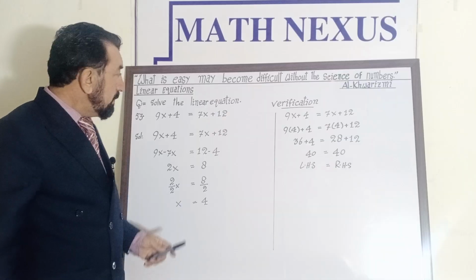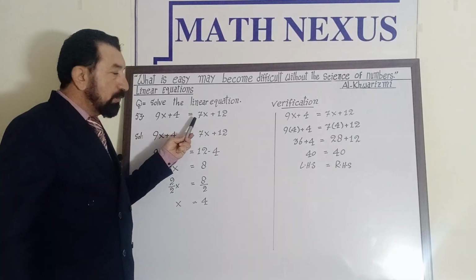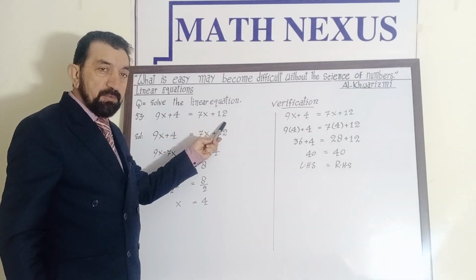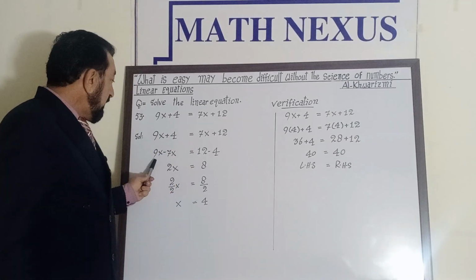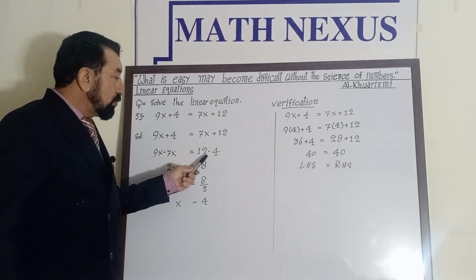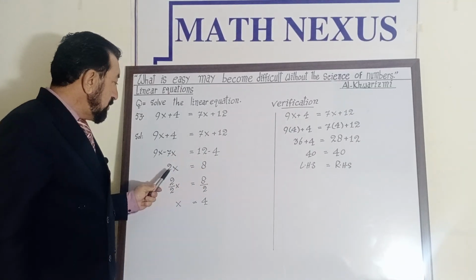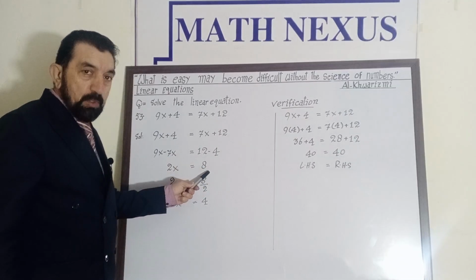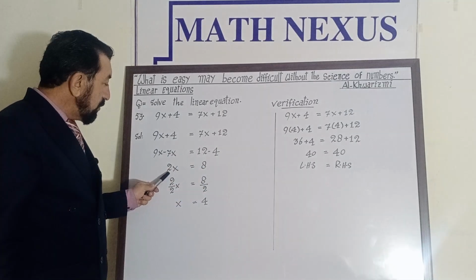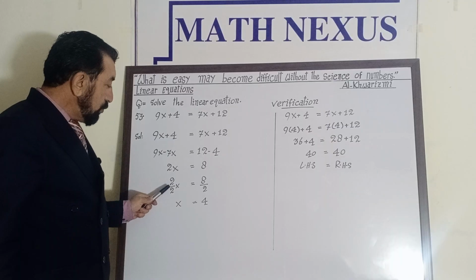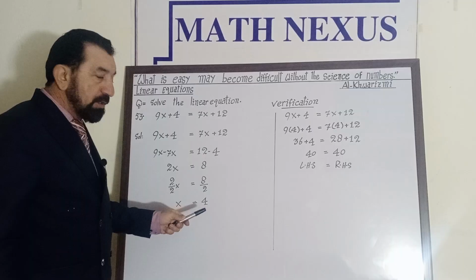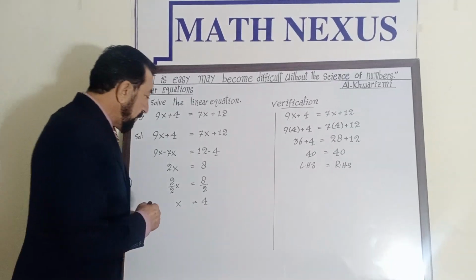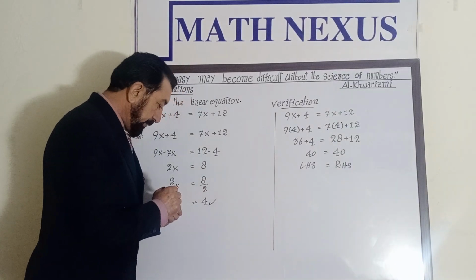Look at the question. 9x plus 4 equal to 7x plus 12. Now combine the like terms. 9x minus 7x equal to 12 minus 4. This is equal to 2x equal to 8. Now divide by this coefficient on both sides. 2 upon 2 into x equal to 8 upon 2, x equal to 4. Value of x equal to 4.